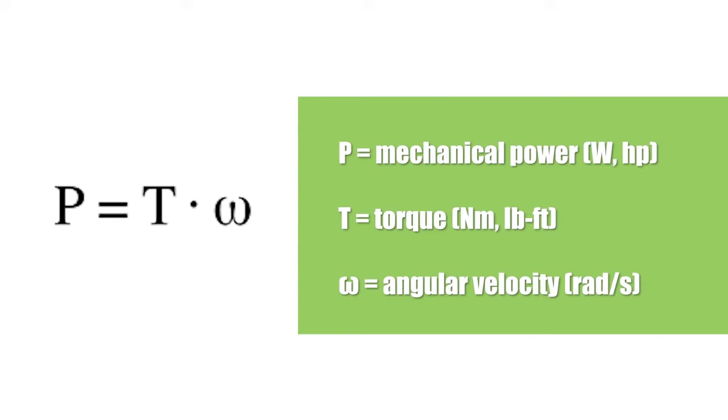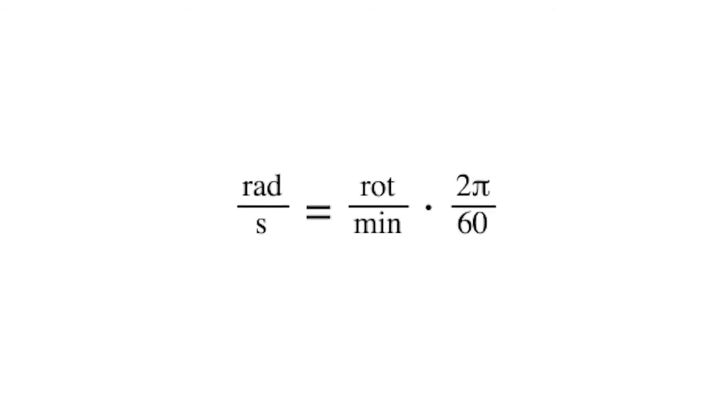So for electric motor applications, output power is found by multiplying the motor's rotational speed, or angular velocity, by its torque output at that speed. Note that here, angular velocity is expressed in radians per second. If the motor speed is given in rotations per minute, or RPM, be sure to convert this to the correct units of radians per second.